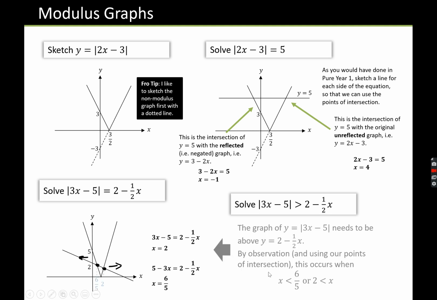So that means that that bit is nice and simple. It's got to be less than 6/5 and greater than 2. And that makes it really nice and simple. You have got to sketch the graph, guys.